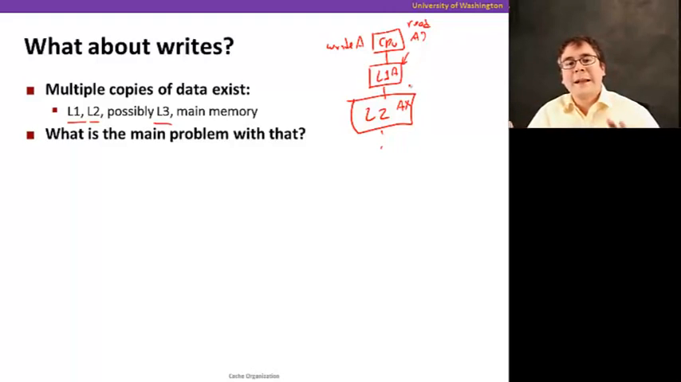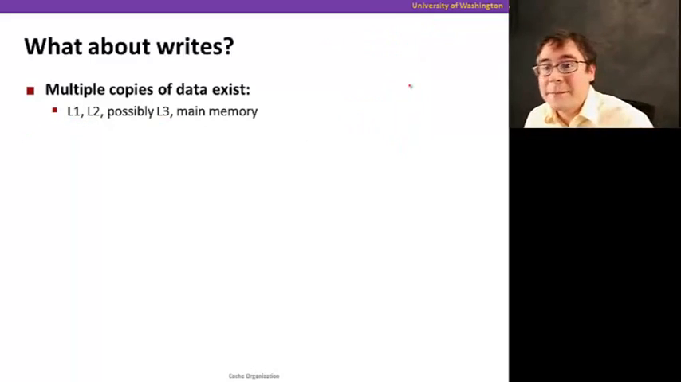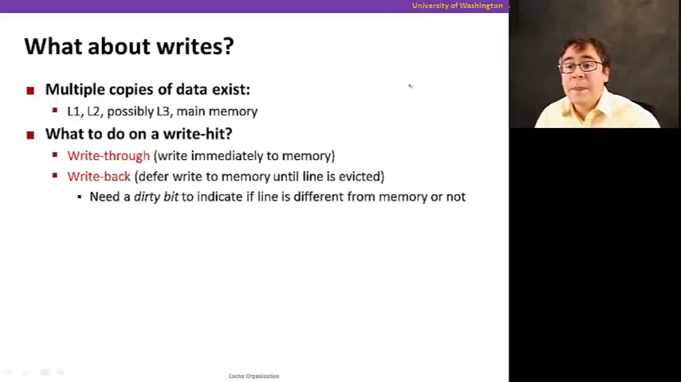So the main problem is that the copies of the same data spread over the caches in the hierarchy might disagree with each other. That's not a good thing. Disagreement is not a good thing. So what to do in a write hit? That's an important question. There's two basic policies.